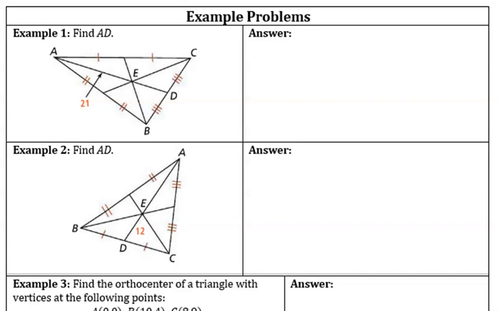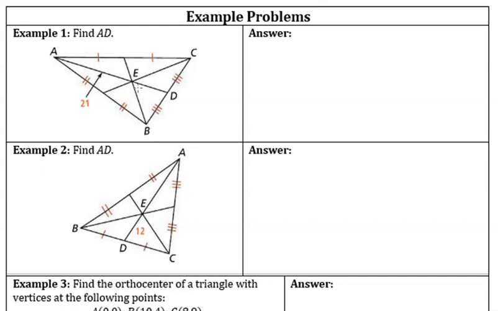We're going to take a look at a few problems that involve medians and altitude of triangles. And the first one looks like this. It says simply find the distance from A to D. Now, if I look at this diagram, a couple things I want to pay attention to.